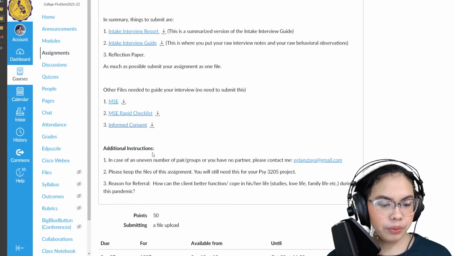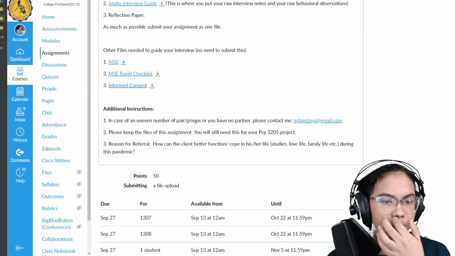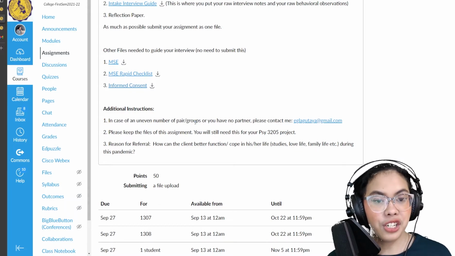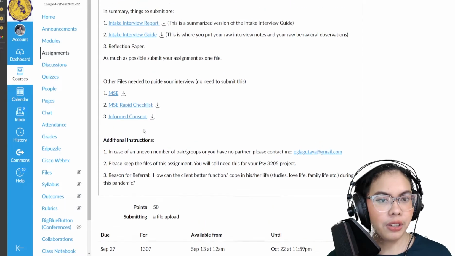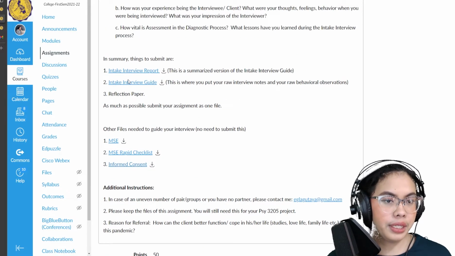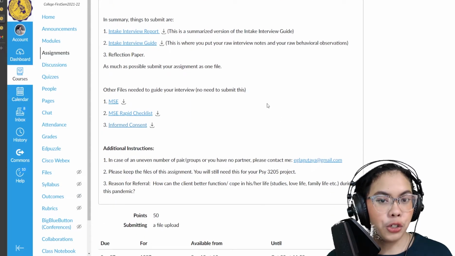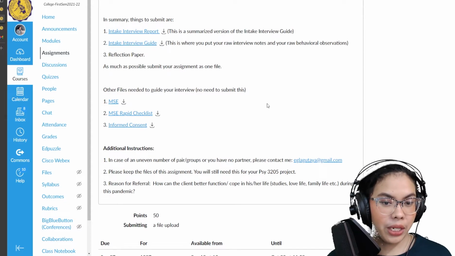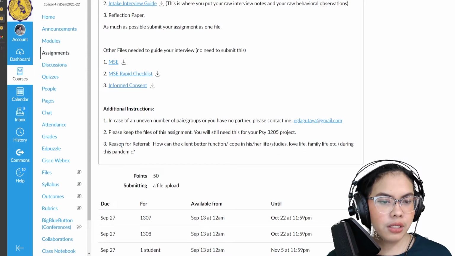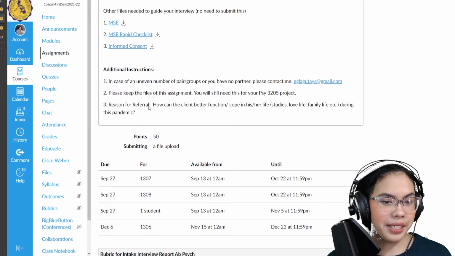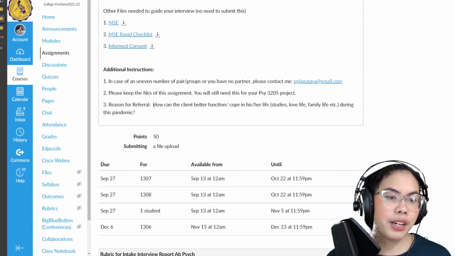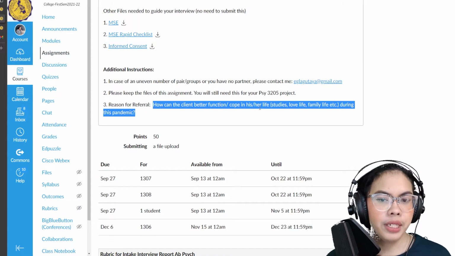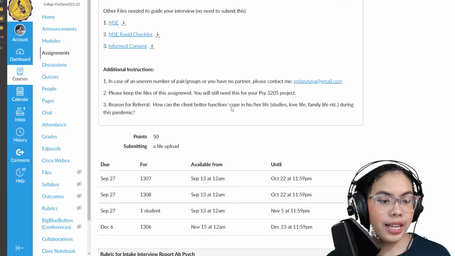Okay? So, additional instructions. In case of uneven pair groups or if you have no partner, that has already been arranged earlier. Please keep these files, the intake interview report and intake interview guide. Do not delete them after this SEM ends, because you still need that information in the next SEM. Also, the reason for referral, so you have fixed data. For those who cannot think of a reason for referral, ask how can the client better function or cope in his or her life? So studies, love life, family life during this pandemic. That will be our reason for referral.